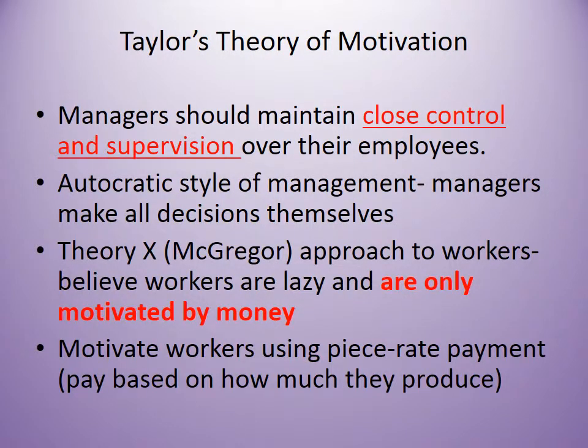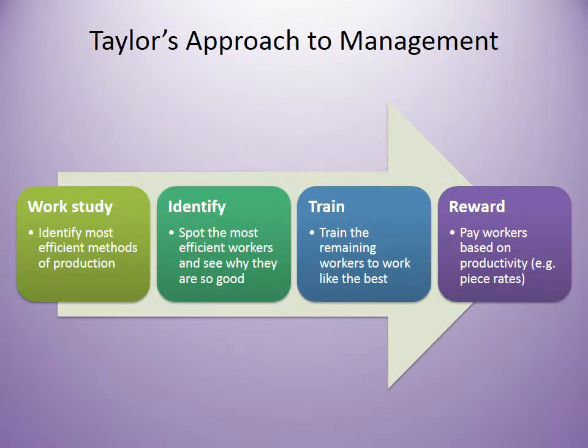Starting off with Taylor first. Taylor's theory of motivation is that managers should maintain close control and supervision over all employees. This is very much like an autocratic management style where the managers make all of the decisions. It links with Theory X from McGregor, approaches to workers. They believe that workers are lazy and only motivated by money, and so they motivate workers using piece rate payment, in other words, pay based on how much they actually produce.